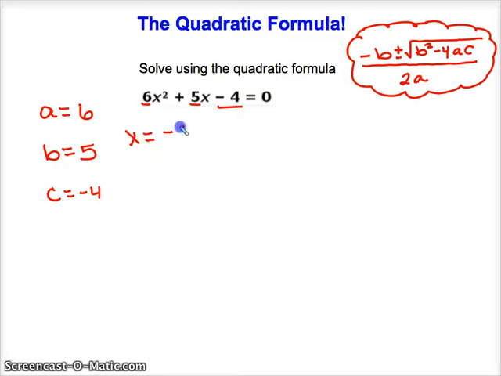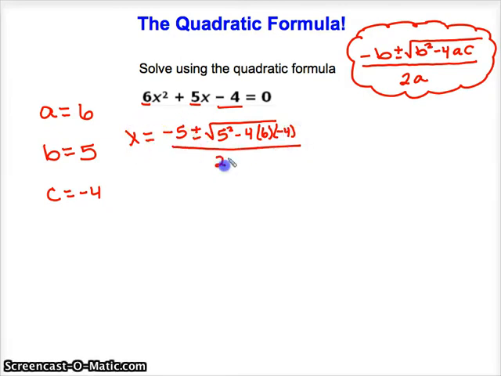negative b, so negative 5, plus or minus the square root of 5 squared minus 4 times a, which is 6, times c, which is negative 4. This is all divided by 2 times a, which in this case is 6. Alright, from here, it's just a matter of simplifying.